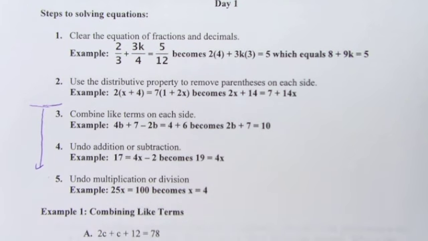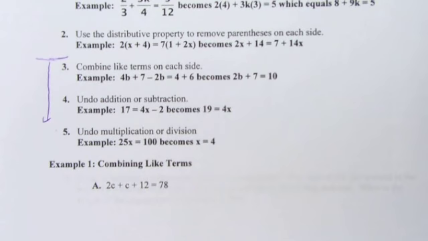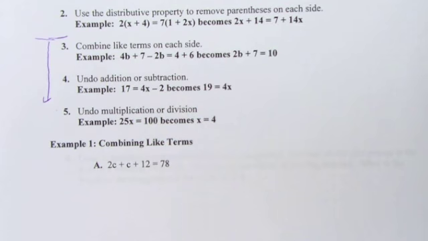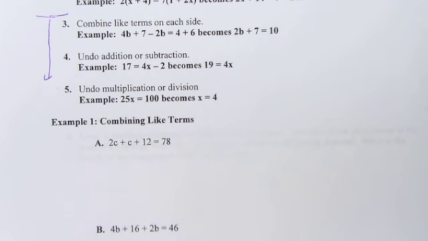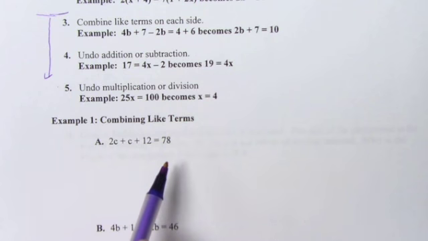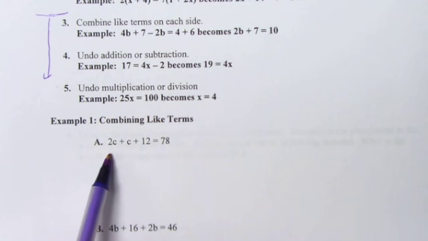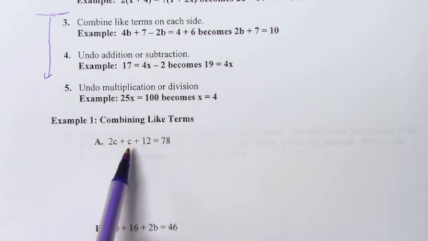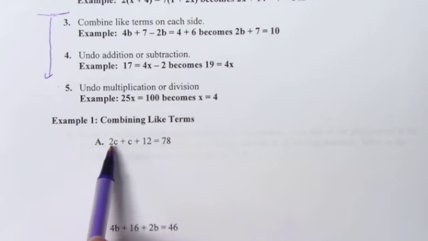Now you've already learned how to combine like terms. You will have to use that skill today with solving multi-step equations. Okay, let's look at example 1. On example 1, you see that the equation says 2c plus c plus 12 equals 78. So you will notice that there are two terms in here that include a c. Before we can continue like we did yesterday to a two-step equation, we first have to combine those two terms.